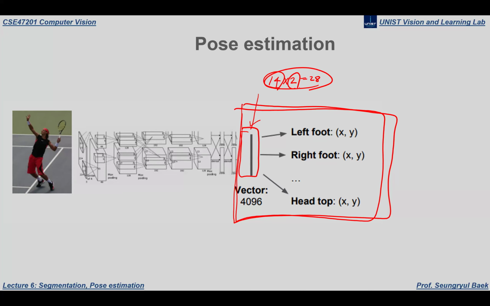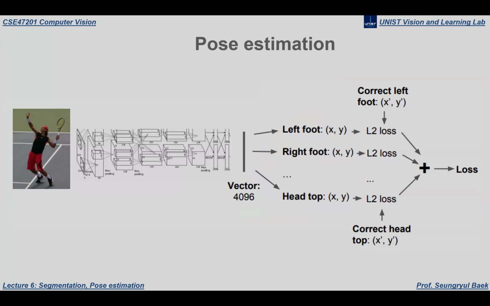If we replace the last layer to have the 28 dimensional output, and apply the mean square error loss to make the outputs close to the ground truth key point joint coordinates, then we can achieve this pose estimation.